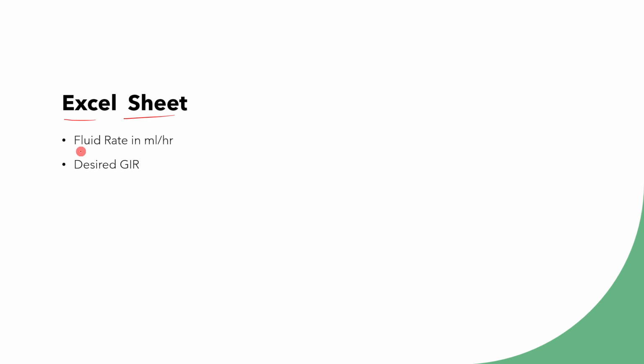So what basically we need to do in this is calculate a fluid rate in ml per hour and the desired GIR you want to give to your patient. So let's assume we have a 3 kilo baby whose fluid requirement for the day is 60 ml per kg per day.